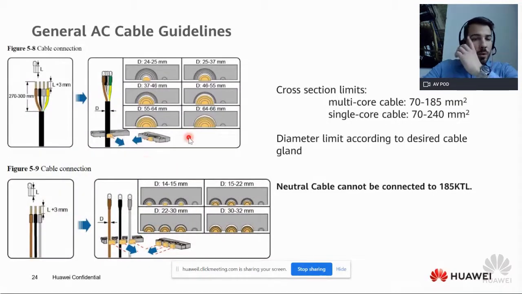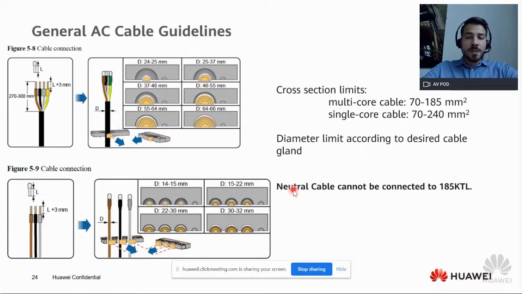So the cables that can go into the 185 inverter, we have the option to have a single core cable or a multi-core cable, which means one conductor consists of multiple cables. For the multi-core cable, between 70 and 185 square millimeters is accepted, and the diameter limit should also be followed. The maximum diameter with the insulation included is 66 millimeters, but whatever cable glands the customer or the installer requires can be chosen, so it can be adjusted.